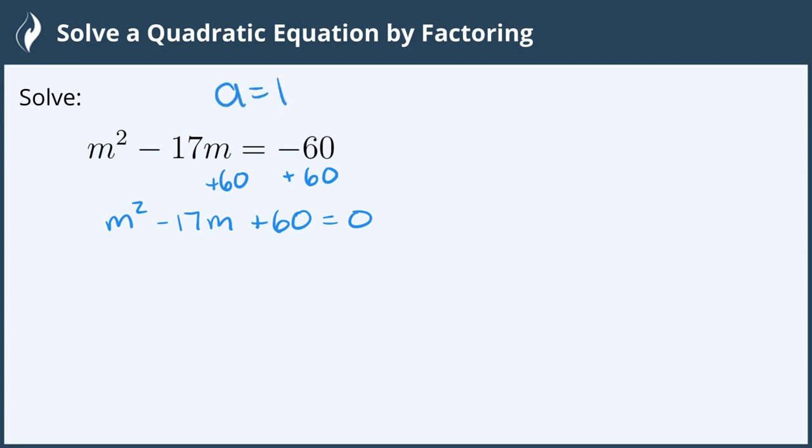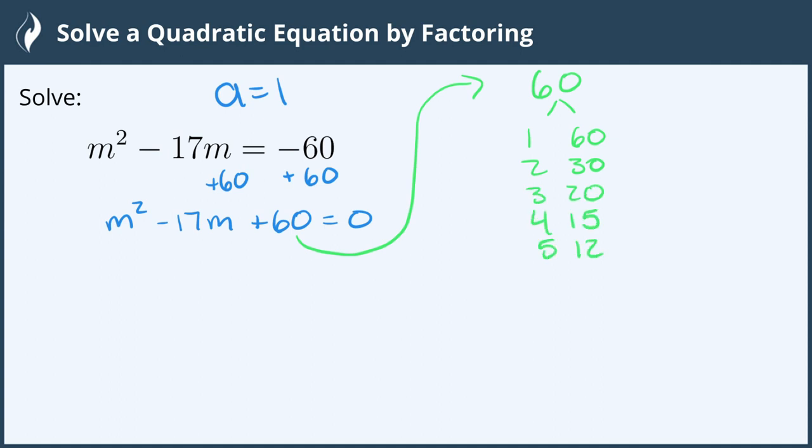So to factor this, we take our c and find all the factors of 60. Finding the factors, we have 1 and 60, 2 and 30, 3 and 20, 4 and 15, 5 and 12, 6 and 10, 7, 8, and 9 don't go in, and then we get to 10, so we'll start working down the other side, which means we have found all the factors of 60.